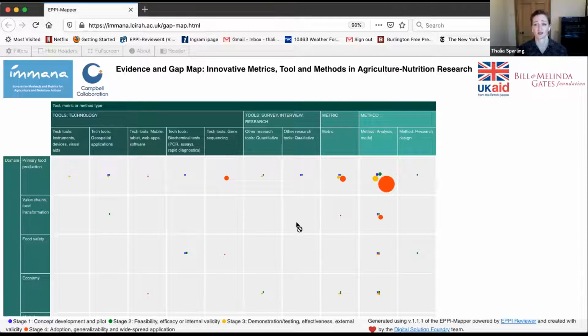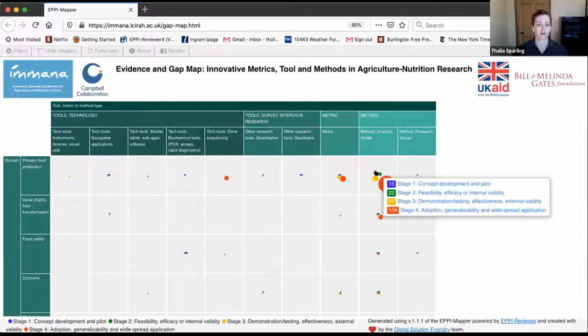And Sunita went through some of those findings in quite a lot of detail, so I won't dwell on those. But I want to make an important point, which is that just because in this cell of analysis and models, which are methods on primary food production, that doesn't mean we aren't going to fund anything at this nexus. It means that we ask you to use this map as guidance and justification for your proposal.